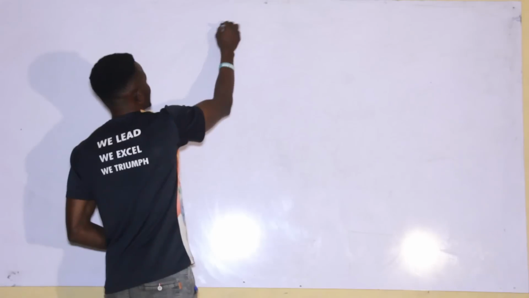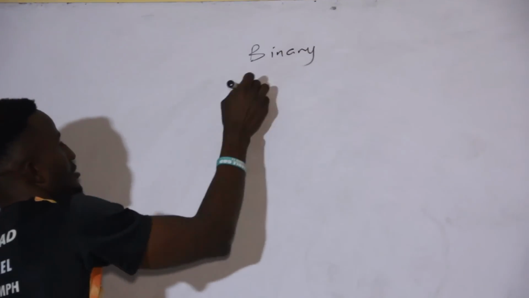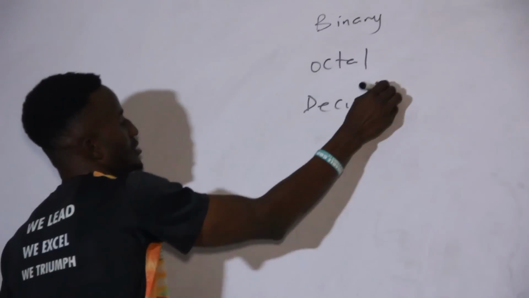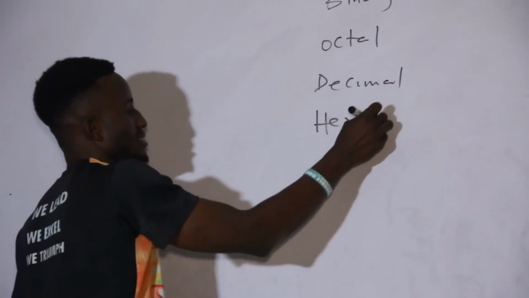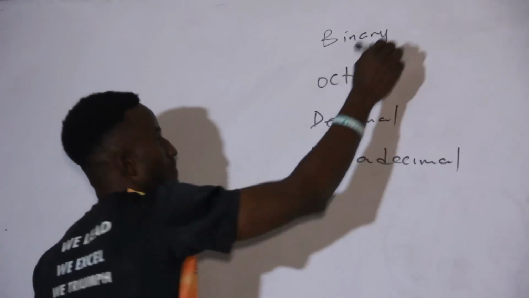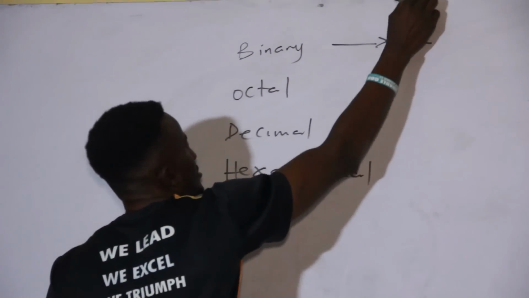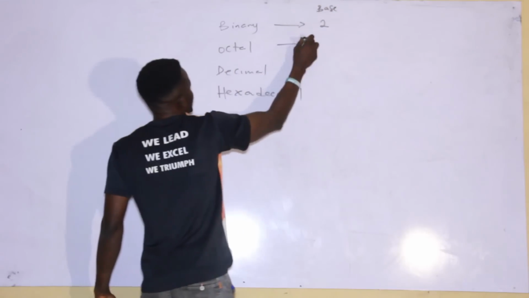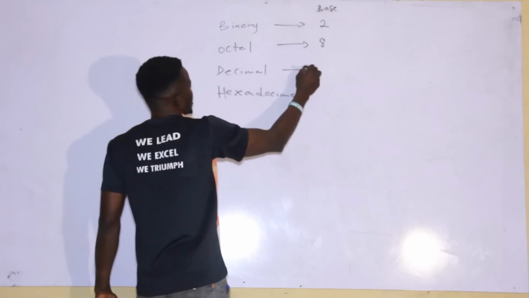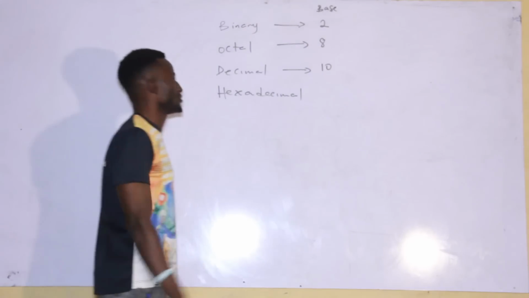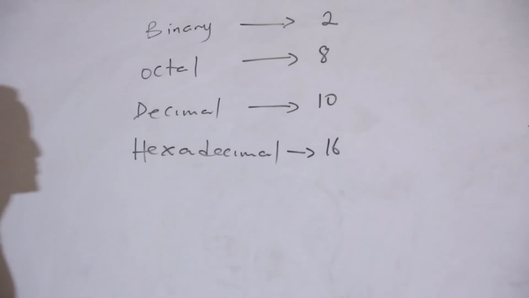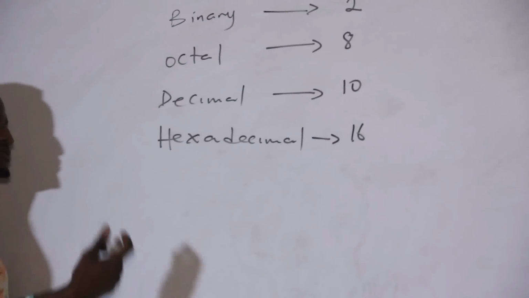The conversion between, we have the binary, we have the octal, we have the decimal, and we have the hexadecimal. Now, if you're talking about the binary, it is to the base of 2. Octal is to the base of 8. Decimal is to the base of 10. And hexadecimal is to the base of 16. So we check very well.